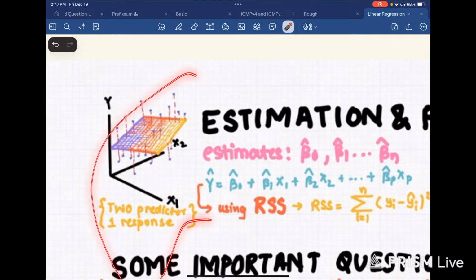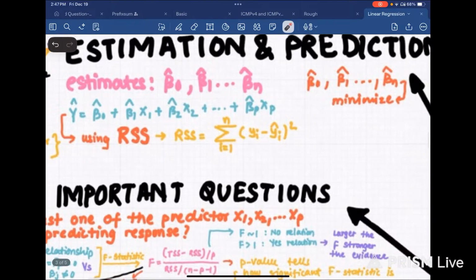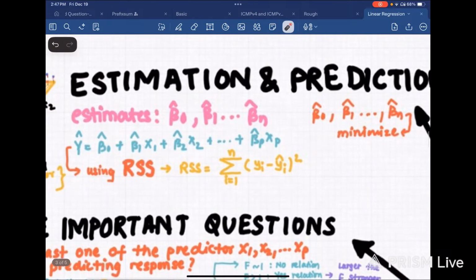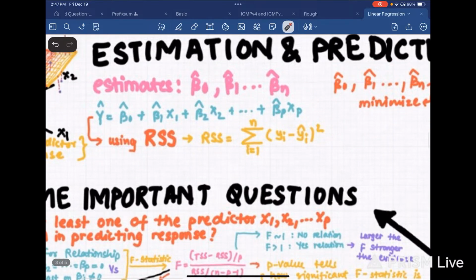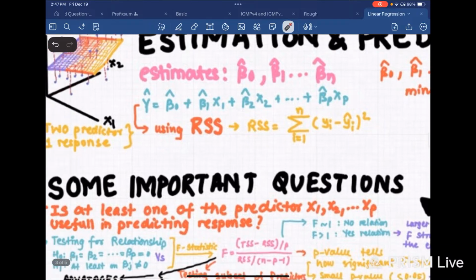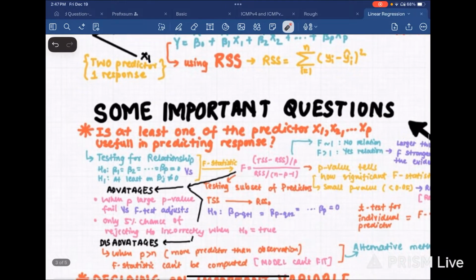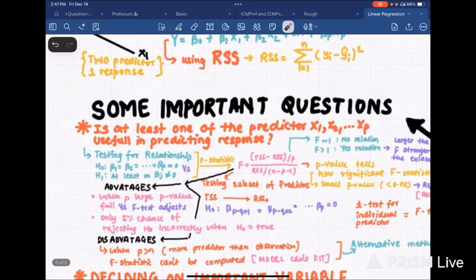So we know that there is a plane, and we fit this plane such that we want to minimize the prediction error. We minimize using RSS once again. So we will use the sum of (yi minus yi cap) squared, which is the RSS, and we minimize this using the RSS function. So two predictors, one response, this kind of thing.